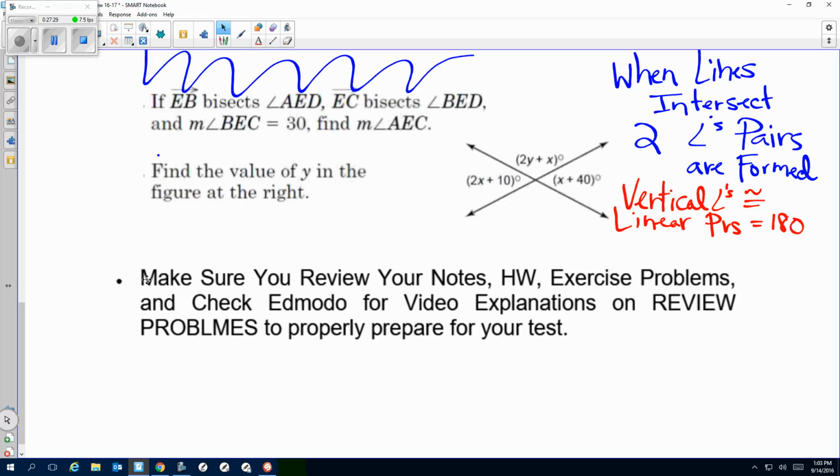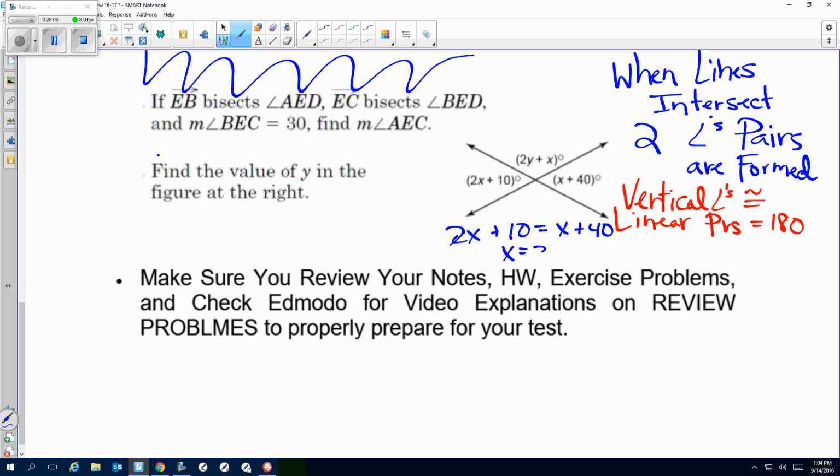So, based on the angle pair that you can use to solve it will determine if you're going to use vertical or linear pair. So like I have vertical across here. I have a linear pair, 2y plus x and x plus 40. But those are 2 different variables, so I don't want to start with linear pair. I want to start with vertical. So you solve for x here using the vertical angles, using 2x plus 10 equals x plus 40. What is x? When you did that, you should have got x is 30.